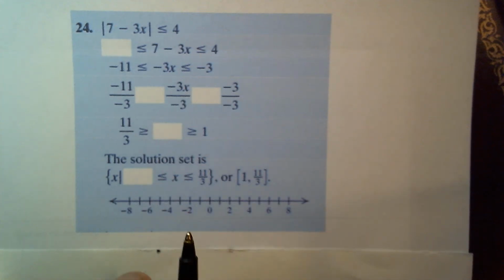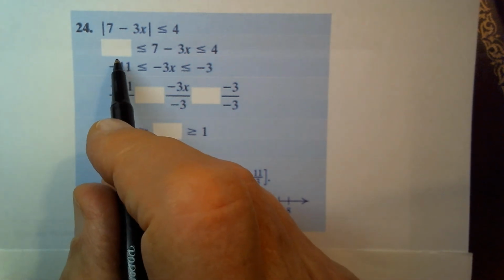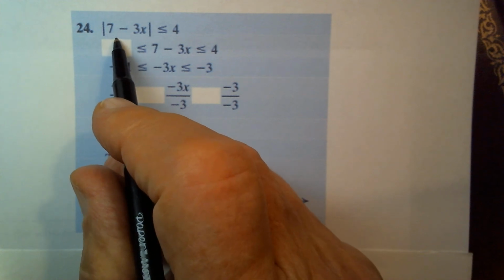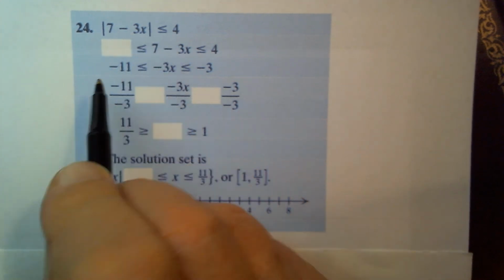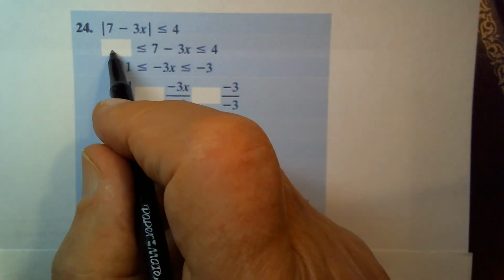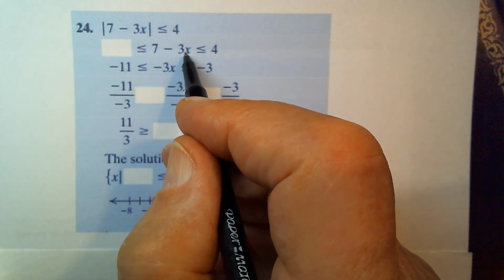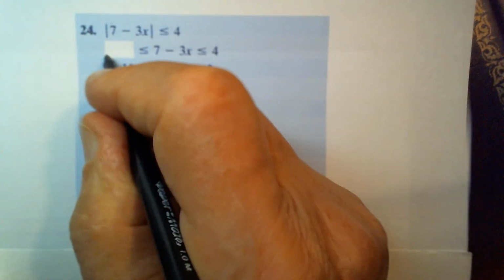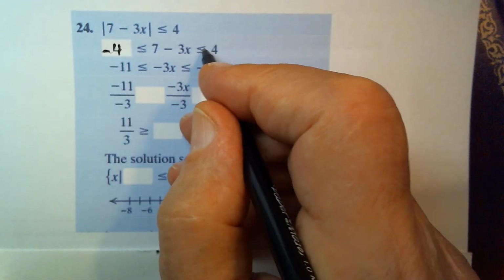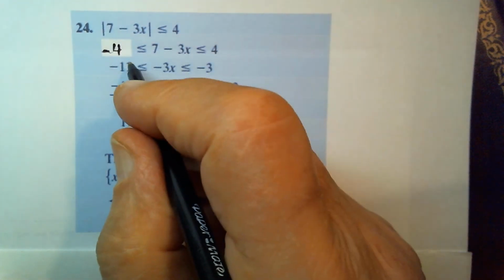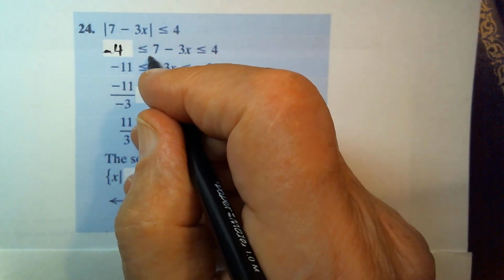Let's do the guided example here, number 24. Absolute value of 7 minus 3x less than or equal to 4. Based on information on page 103, that means that 7 minus 3x is greater than negative 4 and less than 4. To solve this compound inequality, we subtract 7 in each part of the inequality.